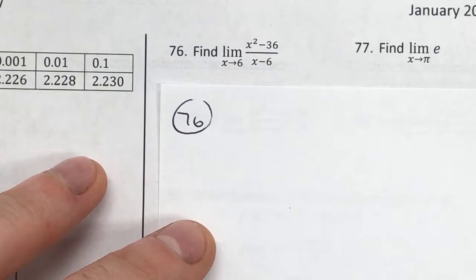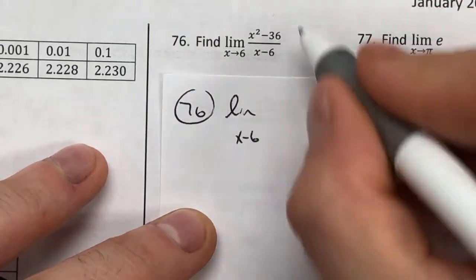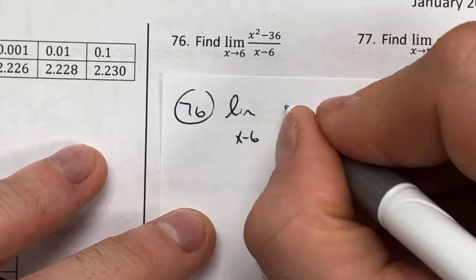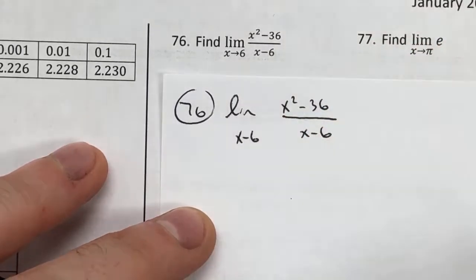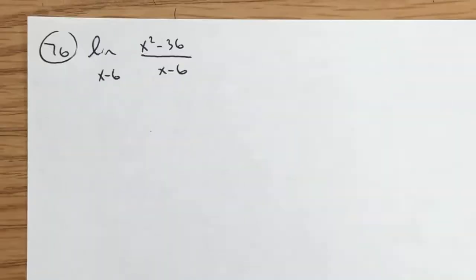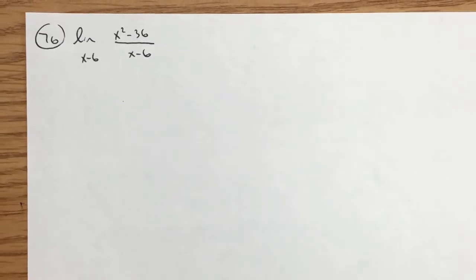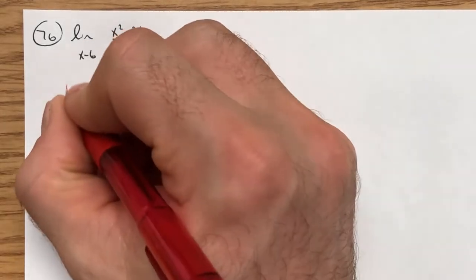Okay, so we want to find the limit as x approaches 6 of this equation right here: x squared minus 36 over x minus 6. So let's take a look at that. Let's give ourselves a little more room to work with here. Our first response with a limit is always, can we just immediately plug it in? So let's try plugging it in.